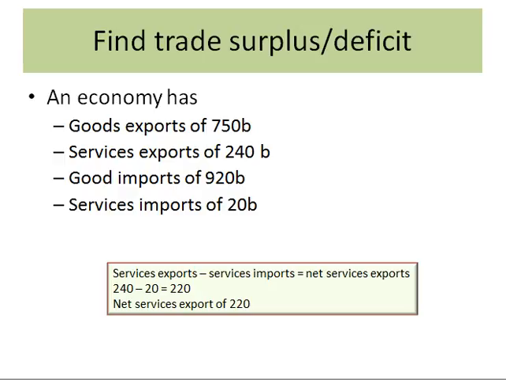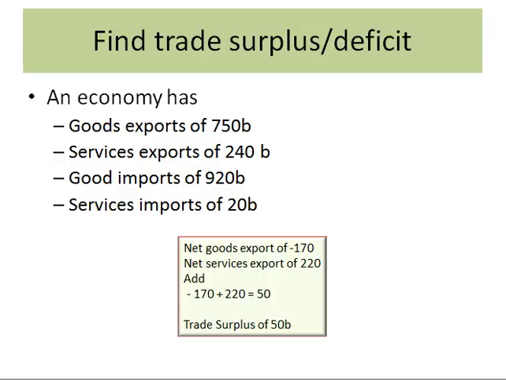Now to get my total trade deficit or surplus, all I do is add the two together. I find that my net goods export is negative 170, my net services export is a positive 220, and I have a total trade surplus here of 50 billion.